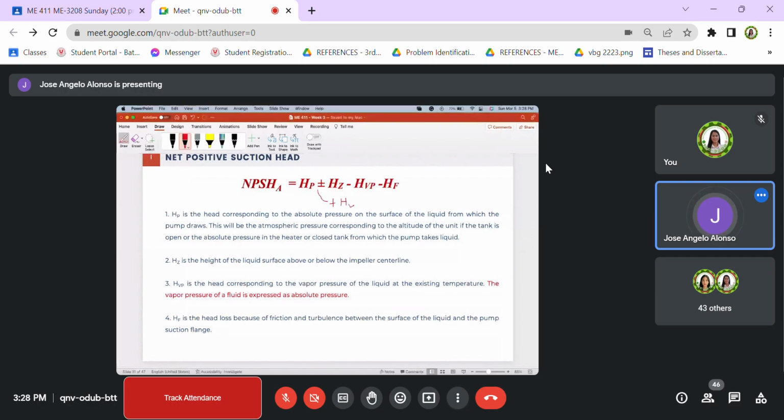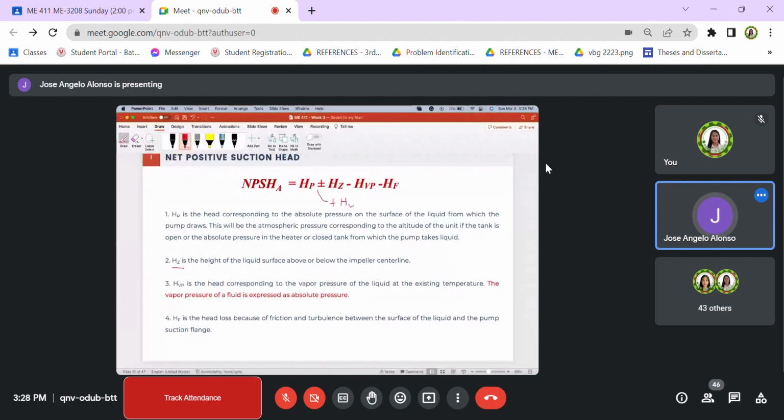So H sub P is the head corresponding to the absolute pressure on the surface of the liquid from which the pump draws, meaning sa suction side lang. This will be the atmospheric pressure corresponding to the altitude of the unit if the tank is open, or the absolute pressure in the heater or closed tank from which the pump takes liquid. While H sub C is the height of the liquid surface above or below the impeller center line. So kukunin lang natin dito is on the suction side.